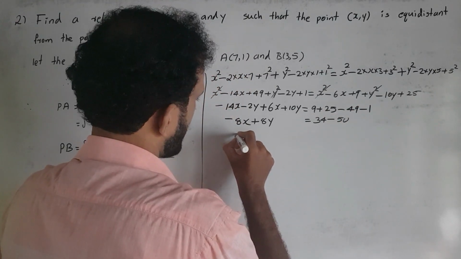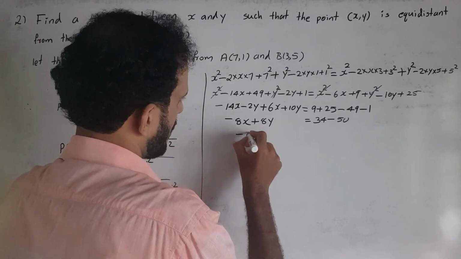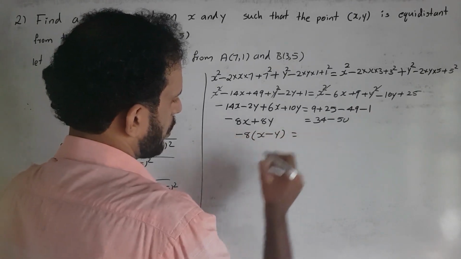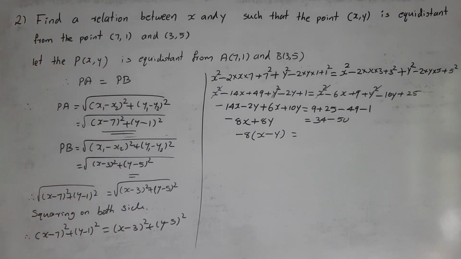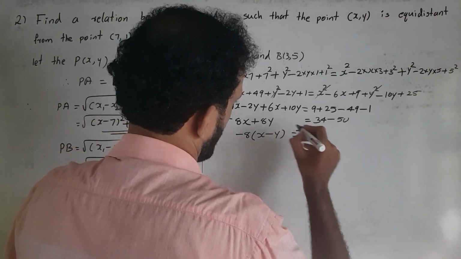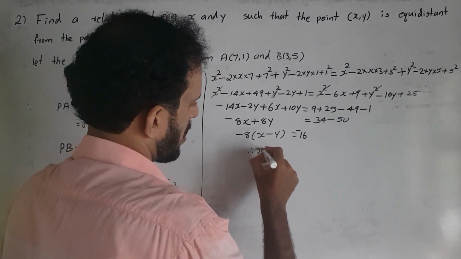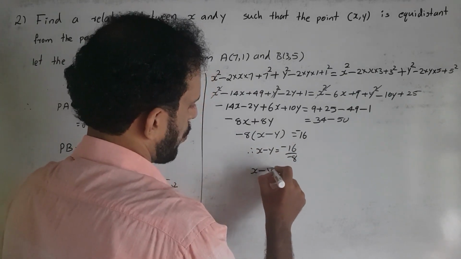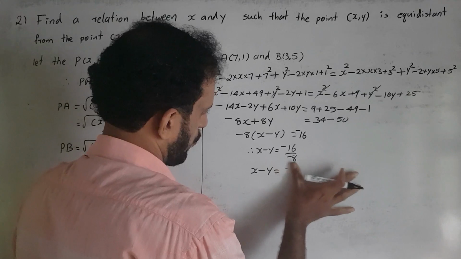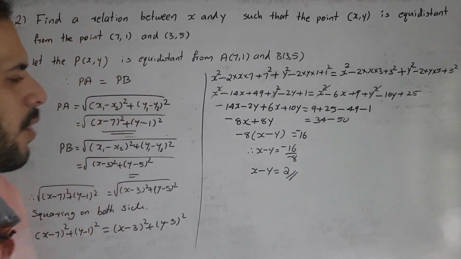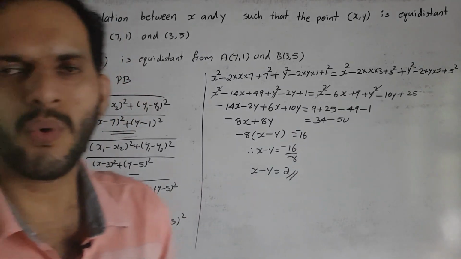Then minus 8x, the 8 is common, correct? So we take minus 8 out. Then x minus y is equal to 34 minus 50. What is 34 minus 50? Yes, minus 16, correct? Therefore x minus y is equal to minus 16 by minus 8. So x minus y is equal to 2. What is the value of minus 16 by 8? 2. So what is the relation of x and y? The relation of x and y is x minus y is equal to 2.